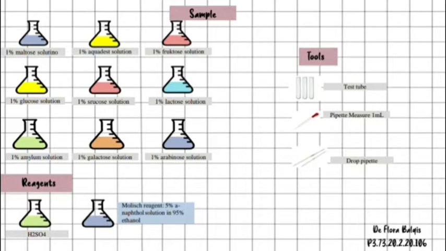We use 1% from each solution, and the reagents that we will use to react with the solution are sulfuric acid and Molisch reagent, with 5% alpha naphthol solution in 95% ethanol. The tools that we will use are test tubes, a pipette measuring 1 milliliter, and a drop pipette.